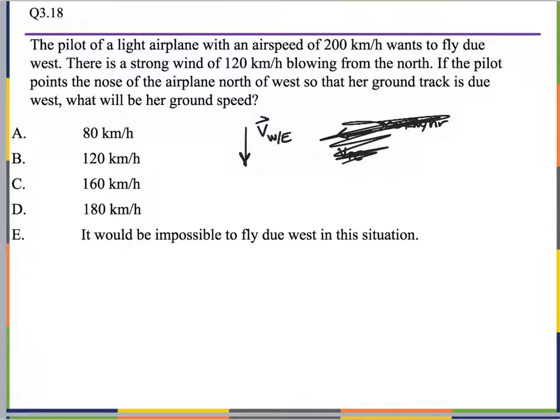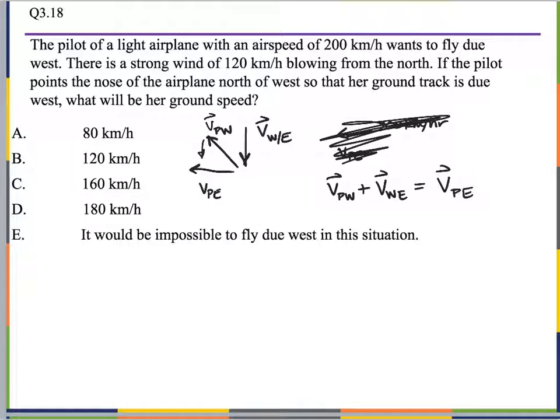And what's going to happen is the pilot wants to end up going like this, the velocity of the plane with respect to the Earth. This is what's desired. So if you think about it, he's going to have to fly up a little bit north because he's going to get blown down when he's in the air because of the wind. So this is the velocity of the plane with respect to the wind. If we add the velocity of the plane with respect to the wind plus the velocity of the wind with respect to the Earth, we're left with the velocity of the plane with respect to the Earth.